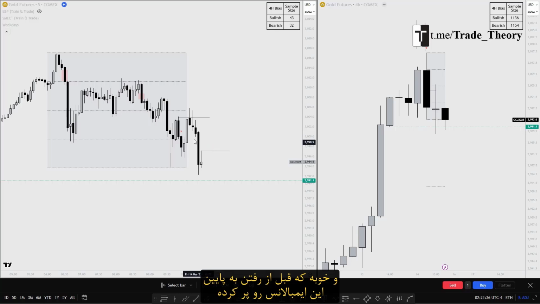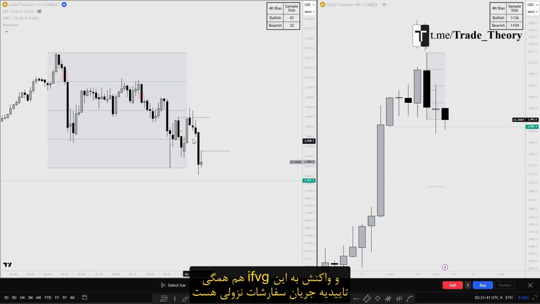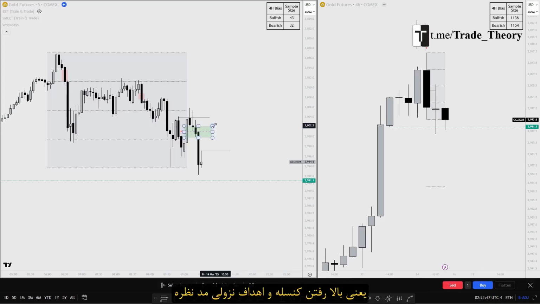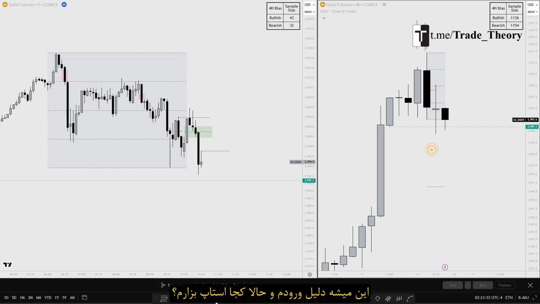Now, I also love the fact that we swept liquidity, had a move lower, and now we have this fair value gap, and we also inverted this bearish fair value gap, which is indicating bearish flow, meaning that the market is no longer showing us bullish price action, and we're just heading to the potential downside objective. Now, this is why I entered. So this was the reasoning for the trade.